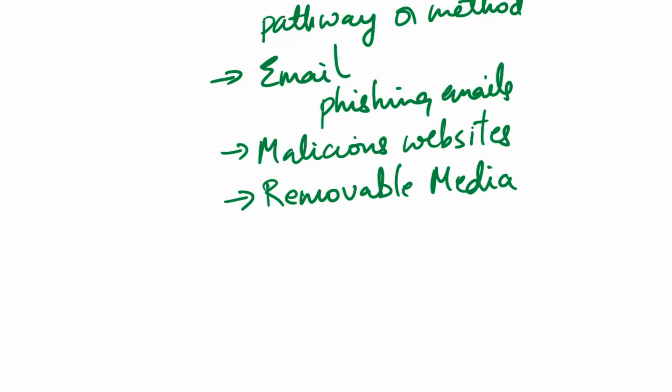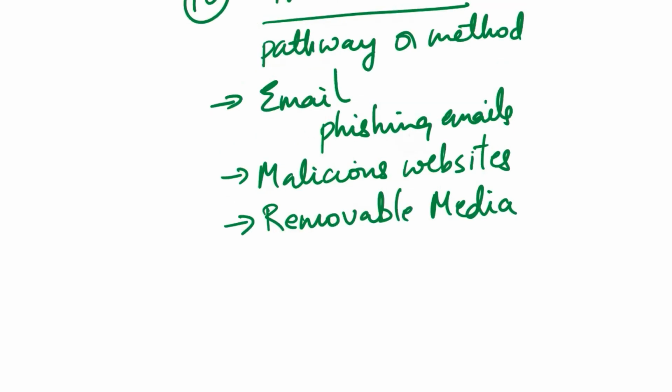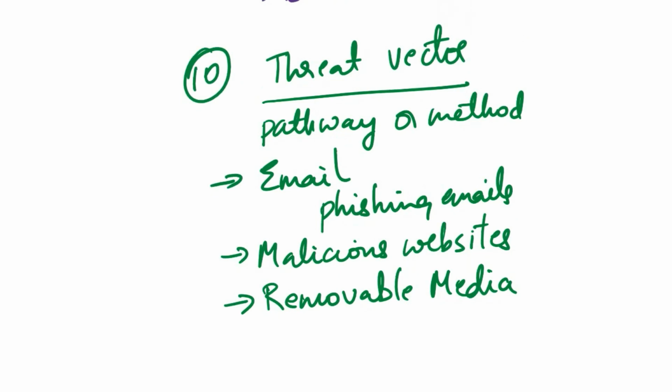So these are few of the examples. It can be a mobile app, malicious download, software vulnerabilities, social engineering. All these are threat vectors. Understanding threat vectors is essential for implementing effective cybersecurity measures. By identifying and mitigating these pathways, organizations can reduce the risk of cyber threats and better protect their systems and data.